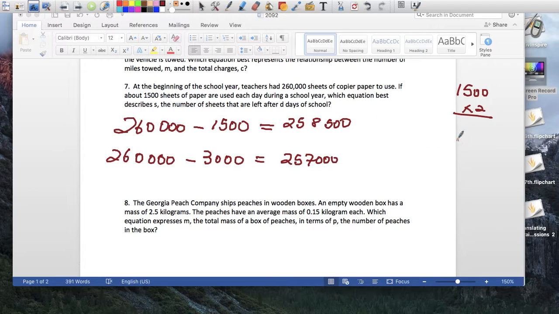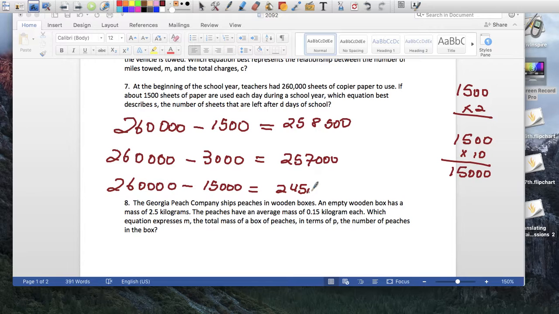Let's say the school year had 10 days. So 1,500 per day times 10 gives you 15,000. So in 10 days, they would use 15,000 sheets of paper. So how much would we have left over? So here's 260,000 minus 10 days of school days, right? And in 10 days, they use 15,000 sheets of paper. And we would have 245,000 sheets of paper. Okay, I put a comma there. So you get the pattern, right?